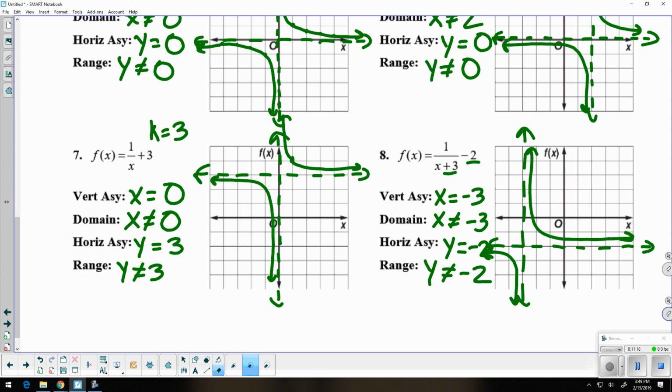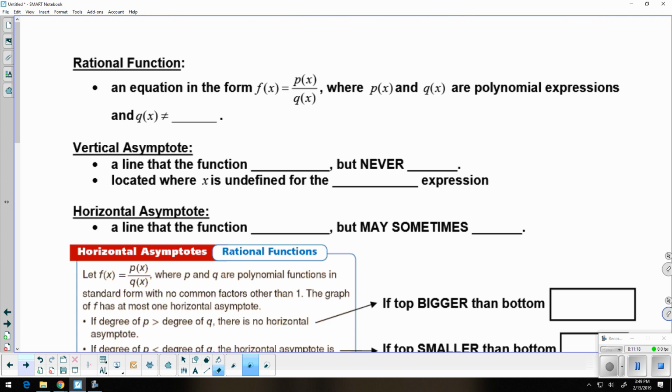So now moving forward, getting into the actual rational expressions, rational functions. So it says an equation in the form f of x equals p of x over q of x. P of x and q of x are going to be polynomial expressions, but q of x cannot be 0. So obviously q of x in your denominator cannot be 0. The vertical asymptote, as we already kind of saw in a preview, is going to be a line that the function will approach. It approaches, but never crosses or touches.